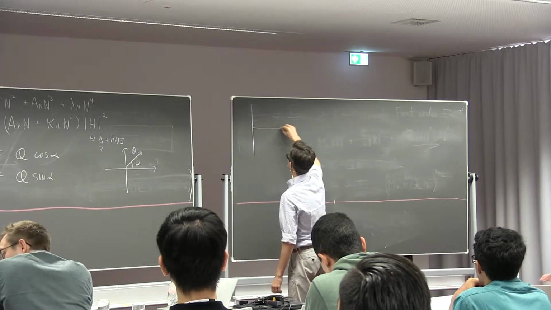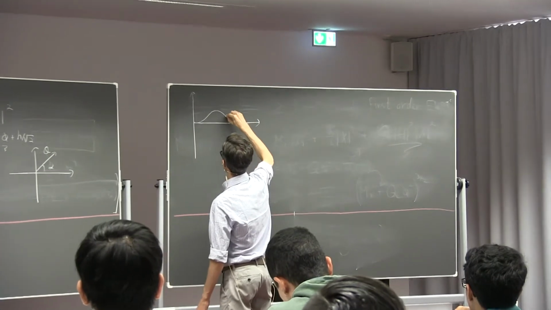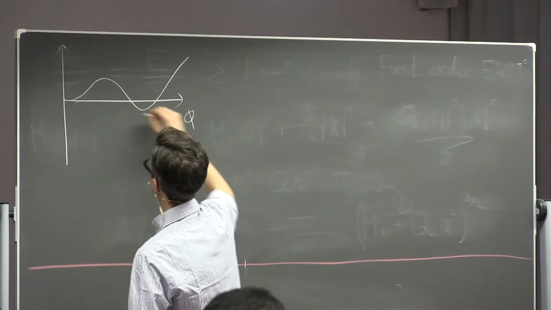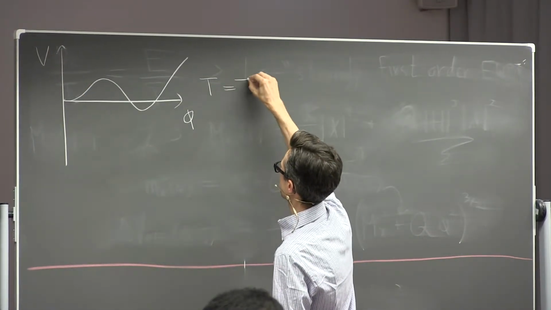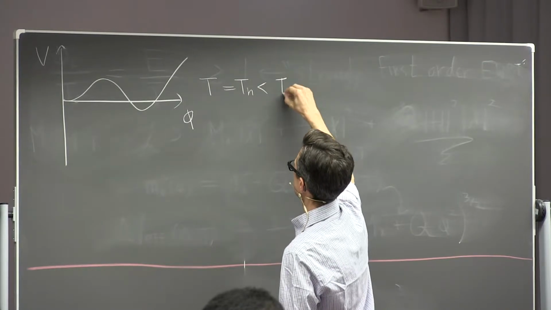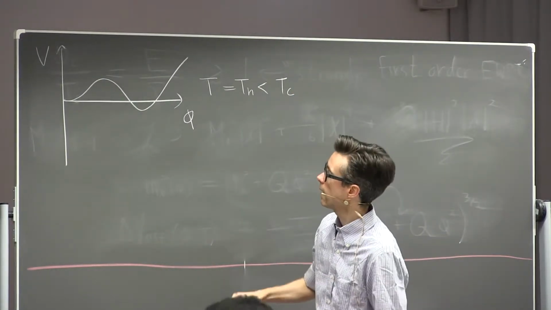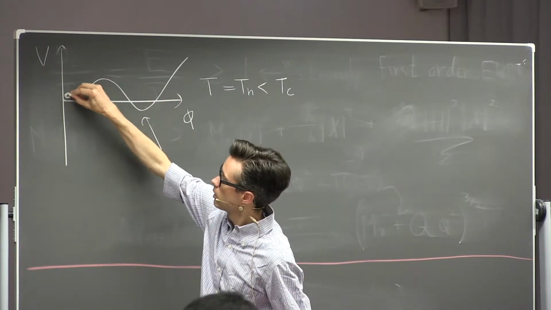So I'm a bit low on time, so I'm just going to give you a sketch of how this works. We have a potential that looks like this. Here's my phi, here's my V, and here's some temperature that I'm going to call the nucleation temperature that is slightly less than the critical temperature. So I've cooled below the critical temperature, and now this vacuum is slightly deeper than the origin, but I'm stuck here.